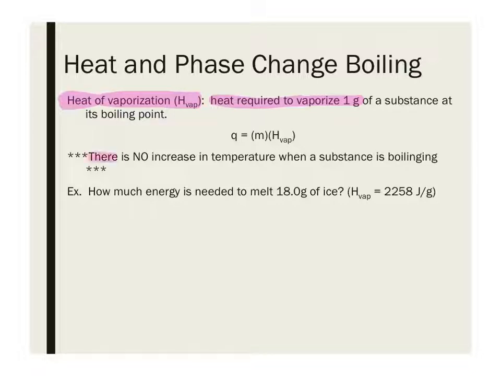And again, there's no increase in temperature when a substance is boiling. All right, phase changes happen at a constant temperature because all the energy is going into the substance changing phase, breaking these intermolecular forces. Whereas when you are not changing phase, all the energy is going into heating up or speeding up all the molecules.